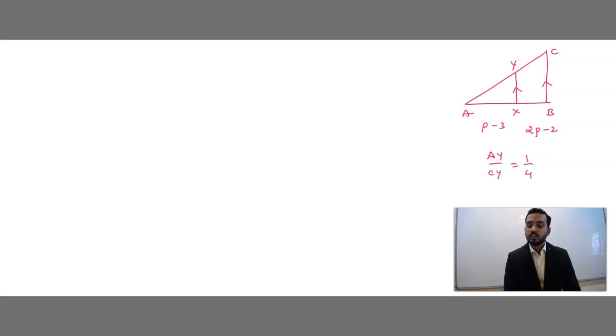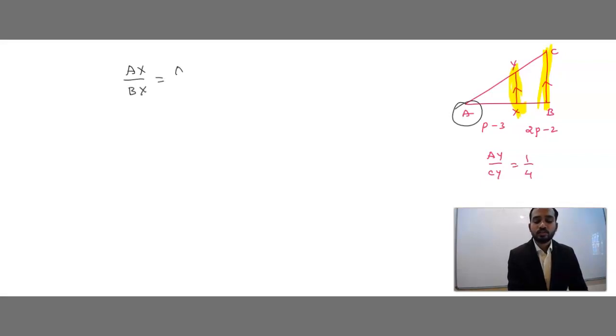Now we can see here AX is half, BX is half. AY by CY is also half by half. So what should we do? We have to apply BPT. So these both are parallel sides. Yes or no? Yes, these both are parallel sides. So which is the starting point? A. So can we apply BPT for this figure? Yes. AX by BX is equals to AY by CY, half by half. BPT. How much is AX? P minus 3. BX is 2P minus 2. AY by CY is 1 by 4.